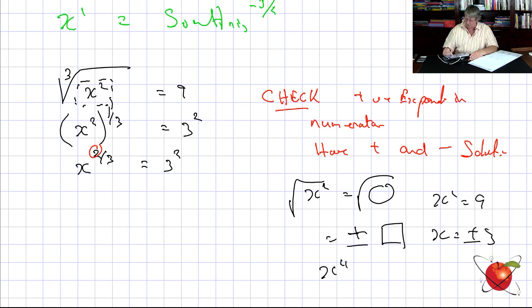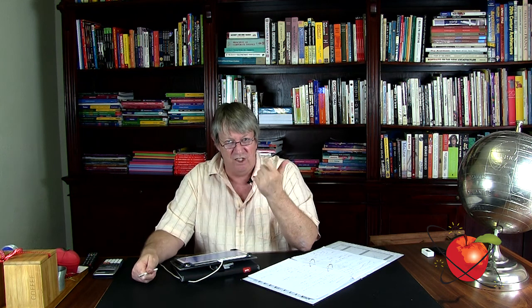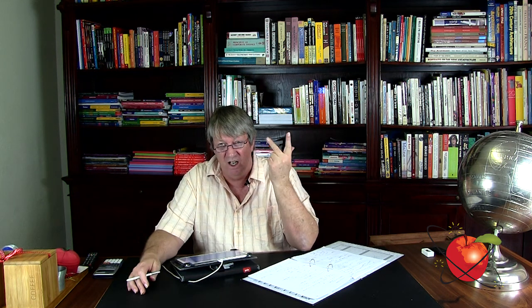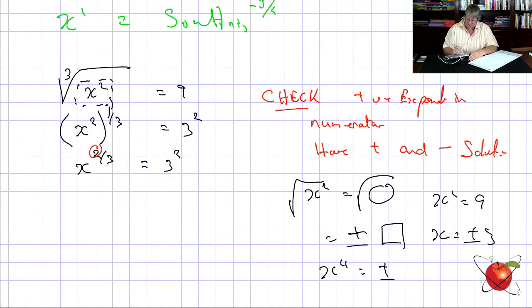If we had x to the 4th equal to something, we're going to get a plus and a minus when we take the 4th root, because minus 2 times minus 2 times minus 2 times minus 2 gives plus 16, as does 2 to the 4th. It's going to give us a plus or a minus. So when you have a positive exponent in the numerator, after you've done all this, you do this check here. That tells you, from now on, you have to put a plus minus sign in.